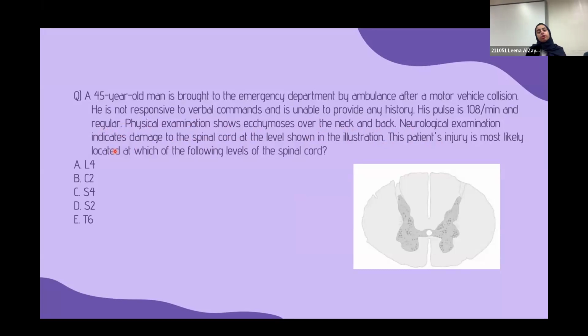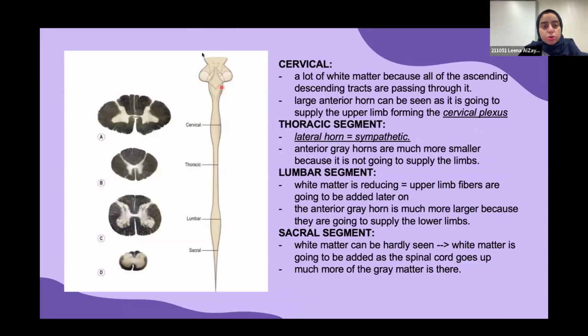So this basically fully depends on your knowledge of how the spinal cord looks. Good job. So it is E. And the reason why it's E is because they expect us to know this thing over here and this picture, and you're exactly right because of the lateral horn.